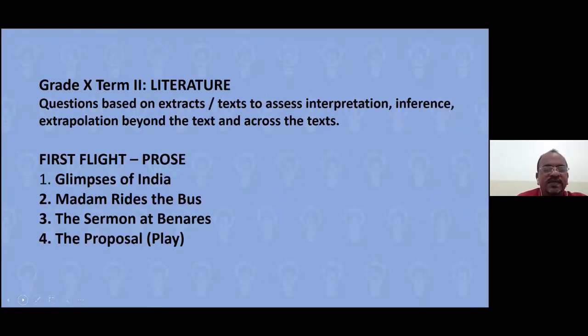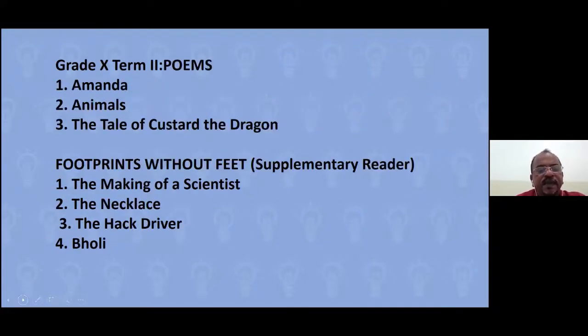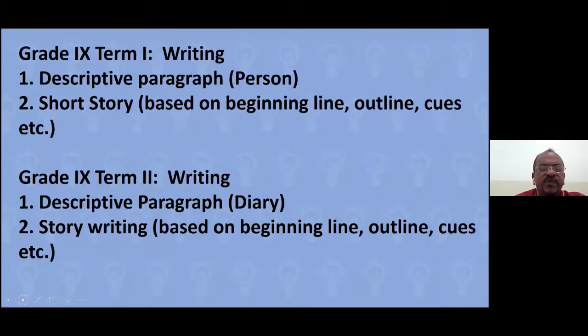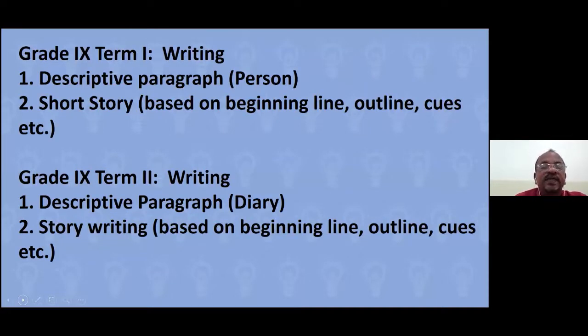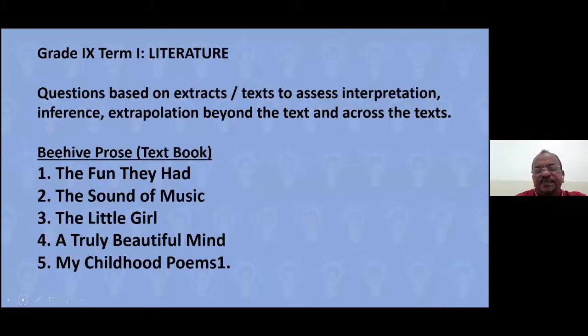Okay, term 2 literature, another 4 lessons. And these lessons are very interesting lessons. Students will do that. Next slide, please. And again, we have 3 poems. Then Footprints Without Feet. In the book, we have another 4 lessons, all beautifully interesting lessons. Then writing part for class 9, it changes. Please, next slide. Writing for class 9 is a descriptive paragraph in person, short story based on beginning line or cues. Then again, a descriptive paragraph and story writing. Can you go to the next slide, please?